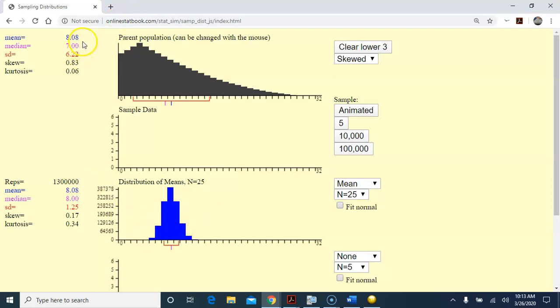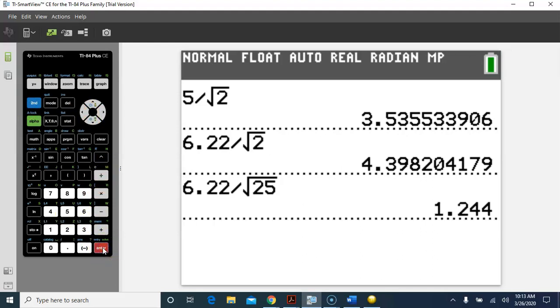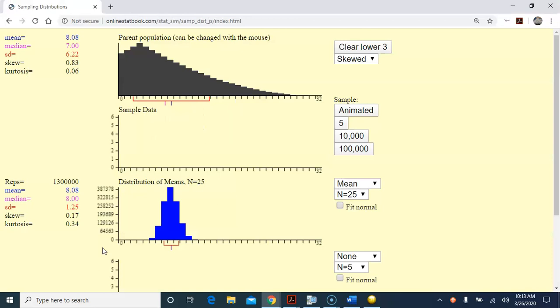Also notice that the mean of the population is 8.08. The mean of my x bars is 8.08. The standard deviation of the population is 6.22. The standard deviation of my x bars is 1.25. Why? Because the standard deviation of the population is 6.22, divided by radical n, gives 1.24. The standard deviation of the x bars is 1.24.